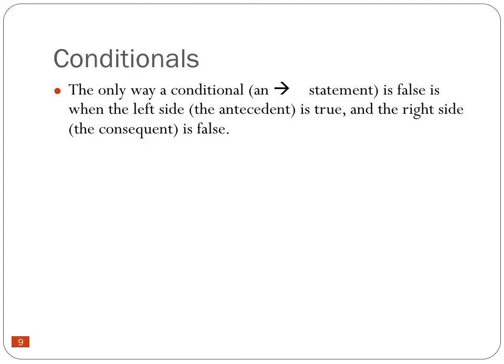Conditionals, these are more tricky. These are the if-then statements that we express either with the arrow or with the horseshoe. The only way a conditional, an arrow statement or horseshoe statement, can be false is when the left side, which we call the antecedent, notice that prefix ante, meaning before, is true, and the right side, the consequent, like the consequences, what comes after, is false.